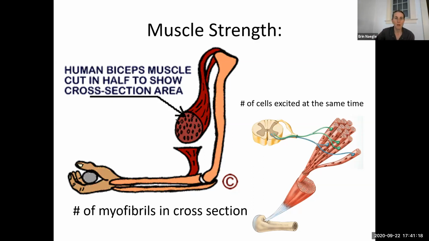I should be stronger. And then also something called recruitment, which is the number of cells excited at the same time. So inside of your muscle, you're going to have hundreds of different motor units, right? And anytime you contract a muscle, you're not using all of your motor units at once. You can, through practice of doing exercises, teach your body to recruit more motor units at once. And that's part of what makes us stronger. It's just getting more muscle fibers to contract simultaneously.